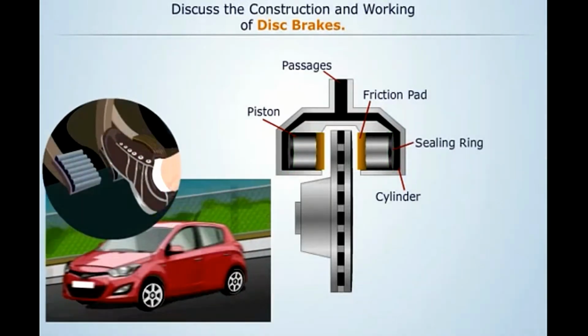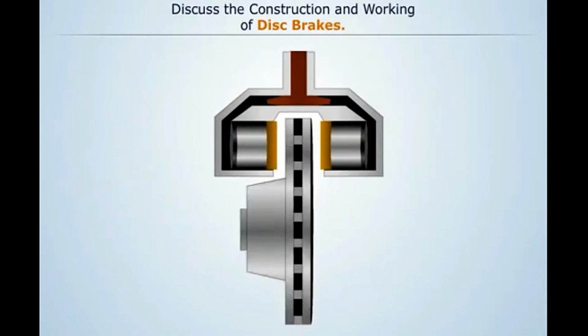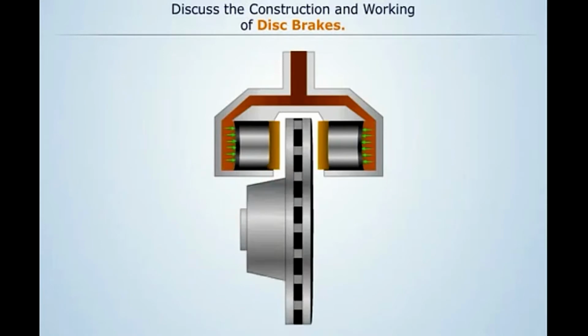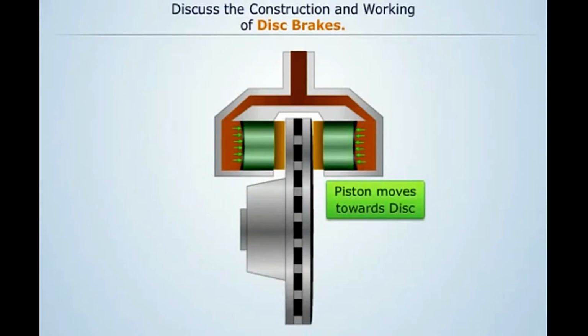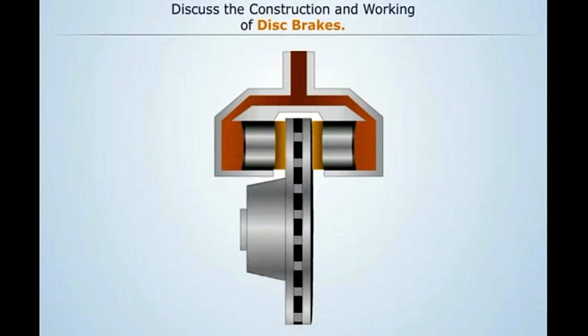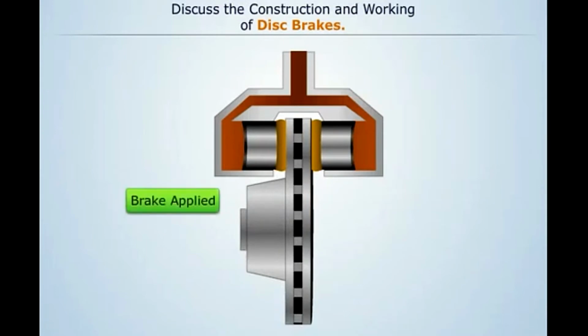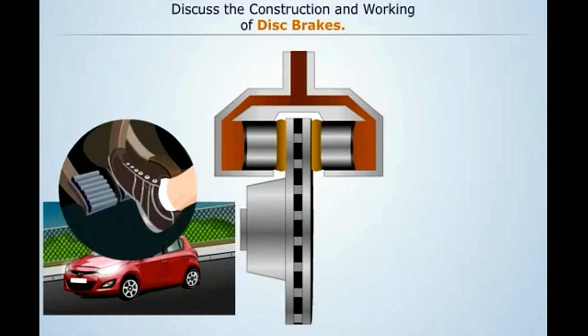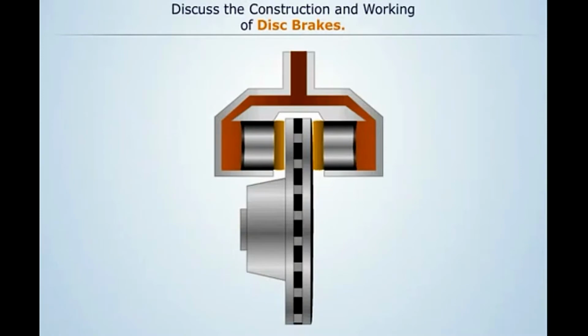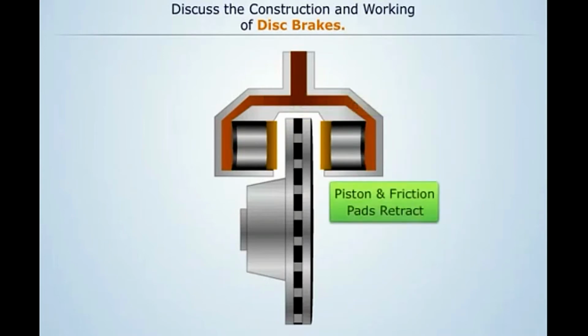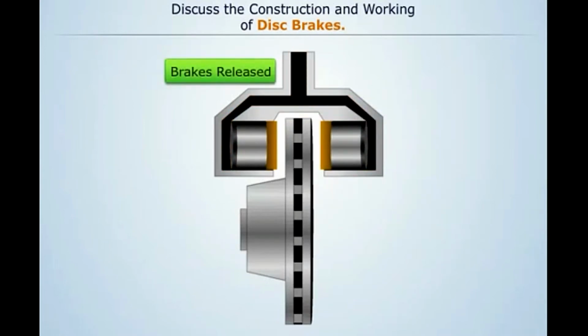When the brake pedal is pressed, the brake fluid at high pressure enters the cylinders and fills up, thus pushing the piston towards the rotating disc. This causes the friction pads to get pressed against the disc and apply equal and opposite force on it, thus making it stop. When the brakes are released, the brake fluid leaves the cylinder, and the rubber sealing rings act as return springs and retract the pistons and friction pads away from the disc.